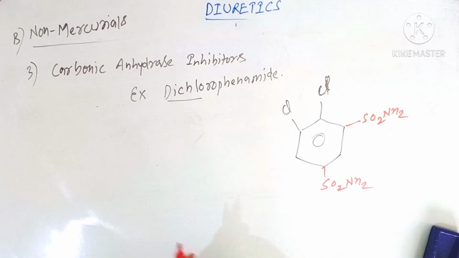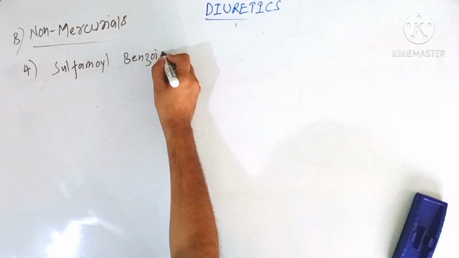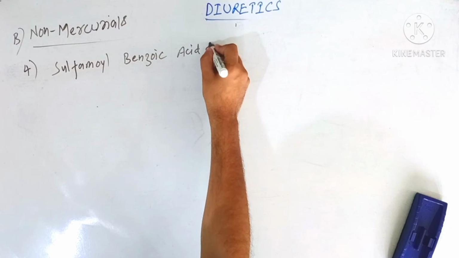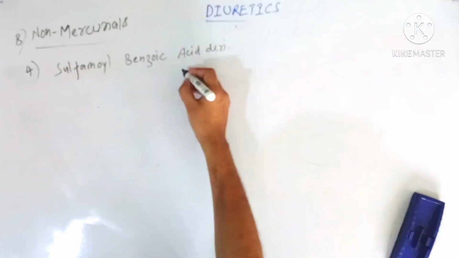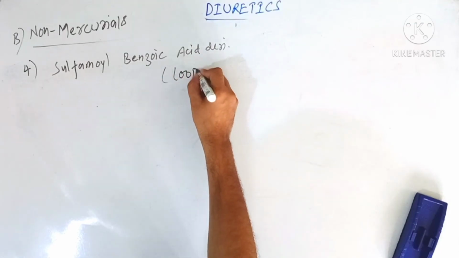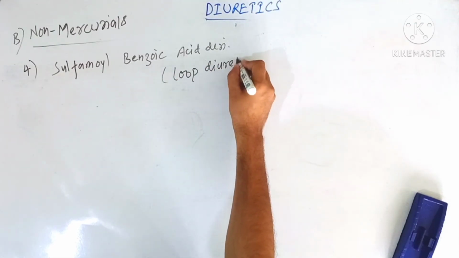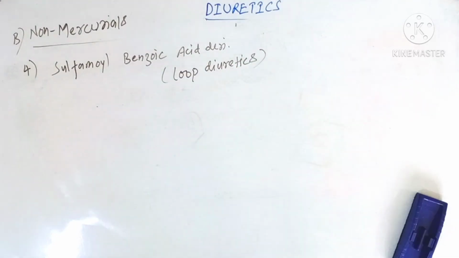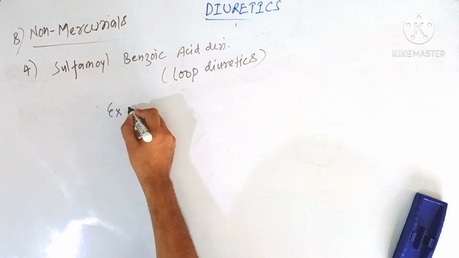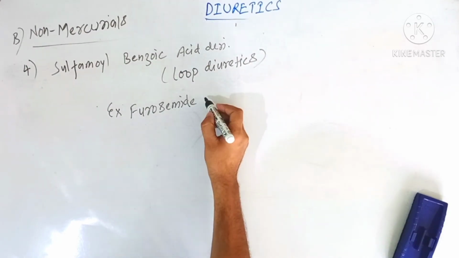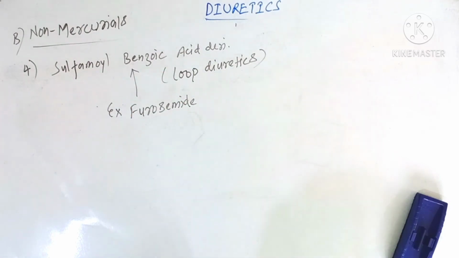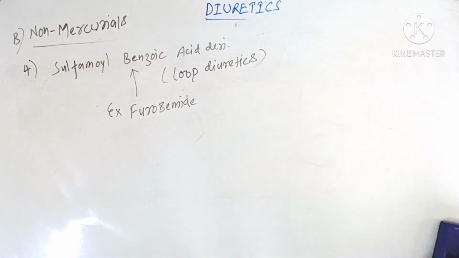Now class number 4, sulfamoyl benzoic acid derivative. Most of the drugs which come under this class are also known by the name loop diuretics. So the best example of loop diuretics is your furosemide. Furosemide is a drug of the class sulfamoyl benzoic acid derivative.